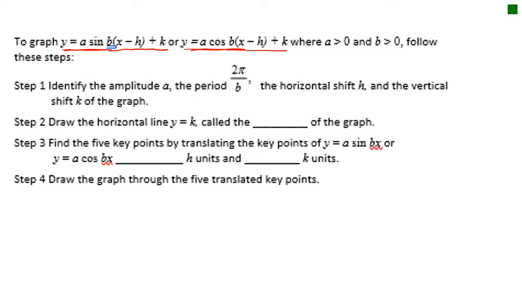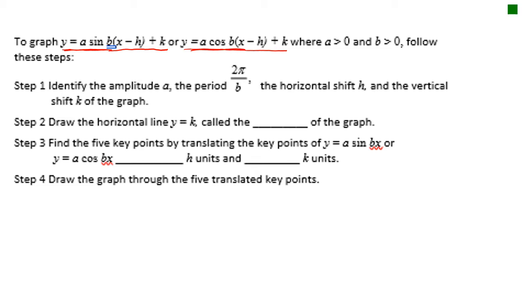So the first thing I'm going to do in any of these problems is find the amplitude A, find the period, which is 2 pi over b still, but now we're going to add a horizontal shift H, and again opposite signs left or right, and a vertical shift up or down of K.